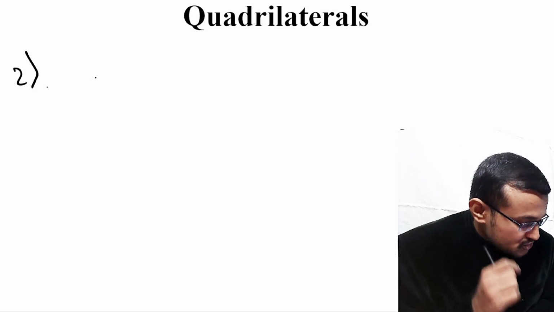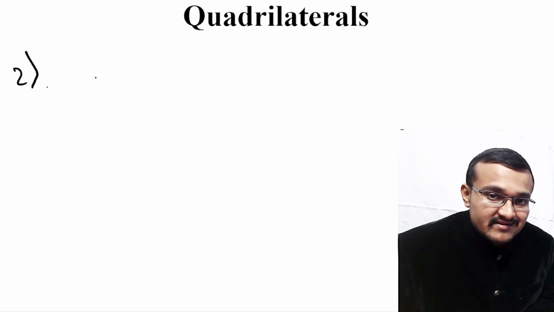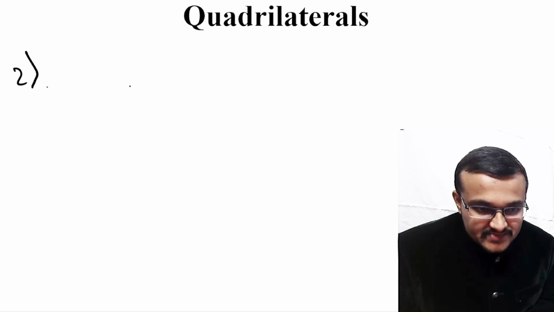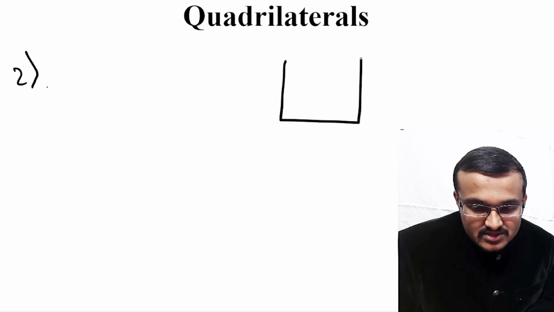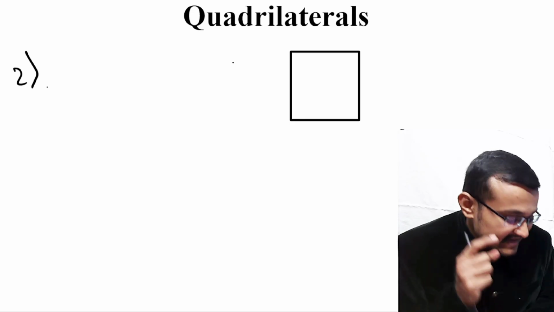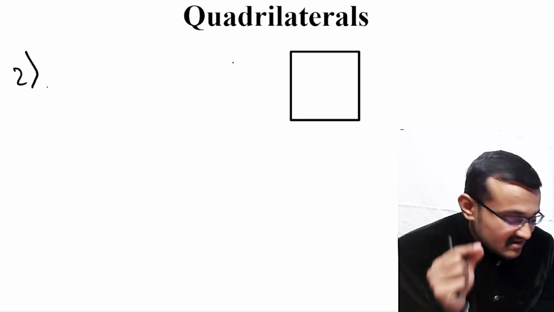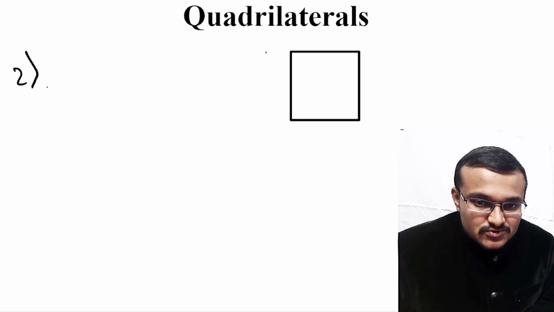Now we'll move on to the second question in this particular exercise 8.1. Here they have asked to show that diagonals of a square are equal and bisect each other at right angles. So here we have to consider a square and prove that diagonals in a square are equal and they bisect each other at right angles. So you have to prove many things in this particular question.